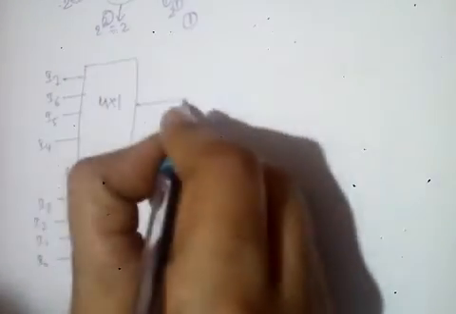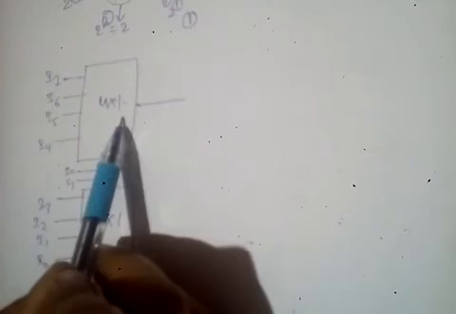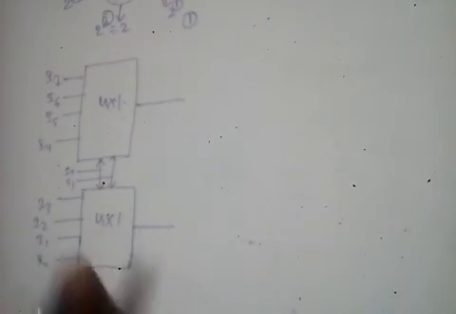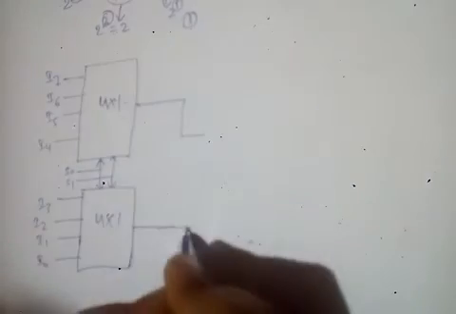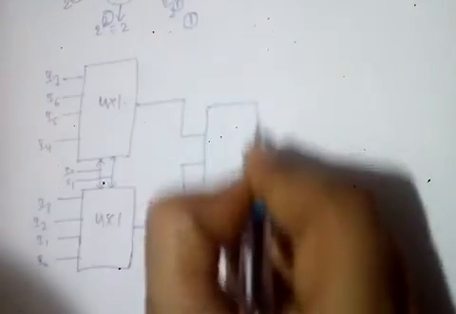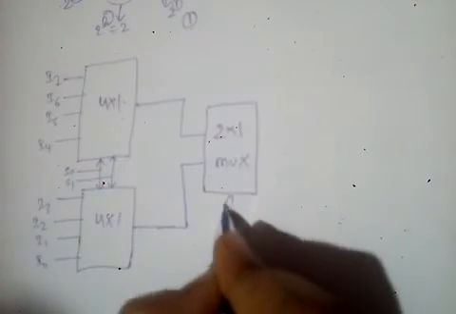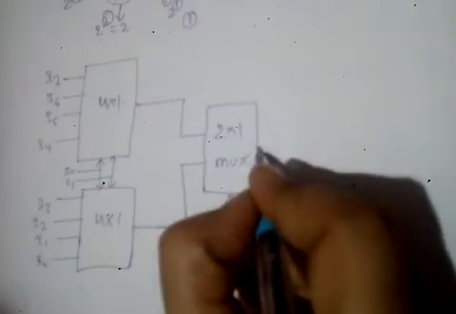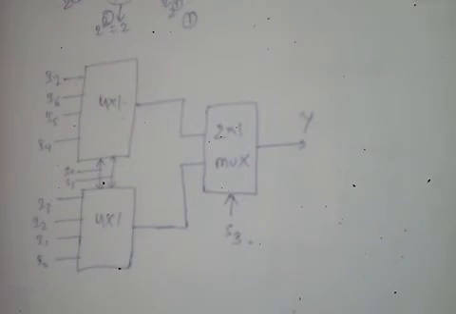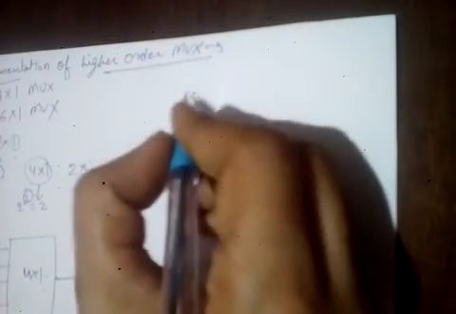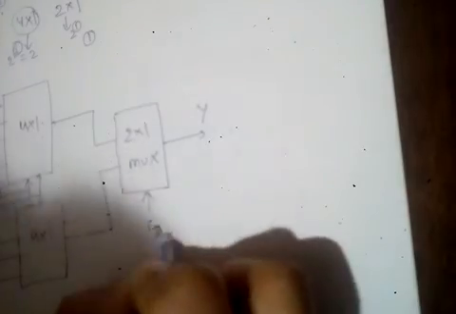S1. This will be the output of this 4x1 mux, and this will be the output of this 4x1 mux. This output will be connected to the input of 2x1 mux, and we need 1 selection line here. So this is S3, and this will give us final output Y. So if we check the truth table for this, this will be S2, S1 and S0, and this will be our final output Y.